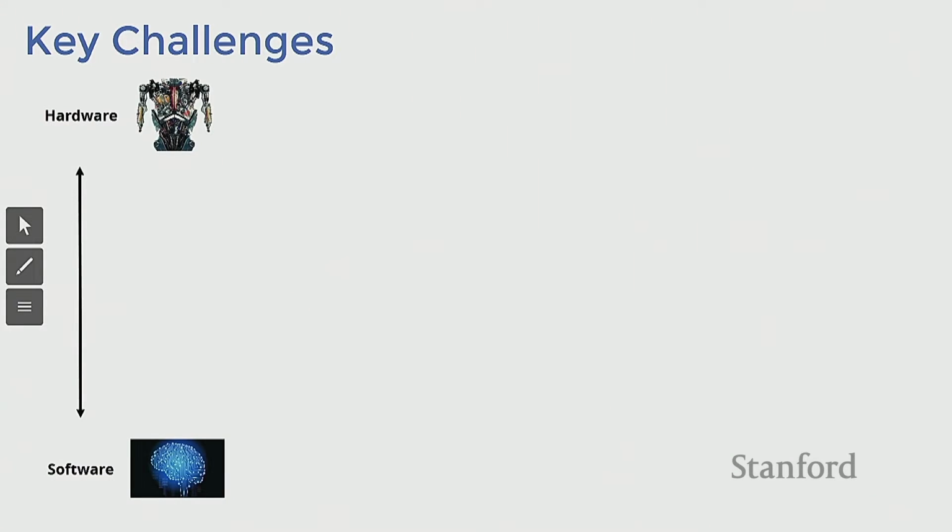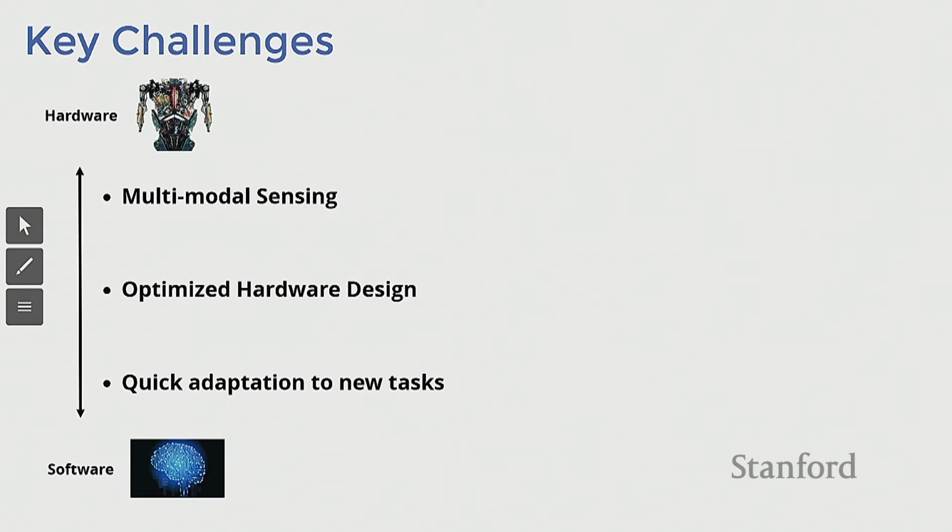These challenges are all over the spectrum, from hardware design all the way to control, software, and ultimately reasoning and planning. Some of these aspects that I'm personally interested in are things like multimodal sensing, optimized hardware design, and quick adaptation to new tasks. All of these fields are different sources of inspiration for my research.